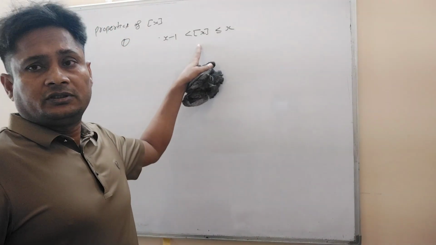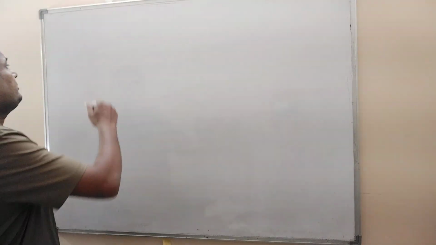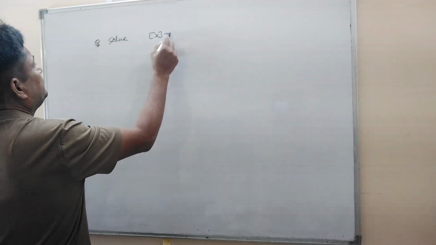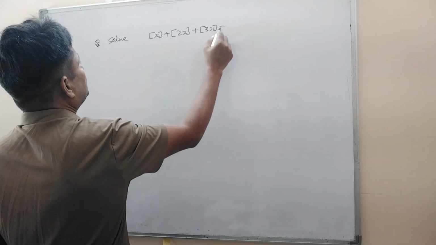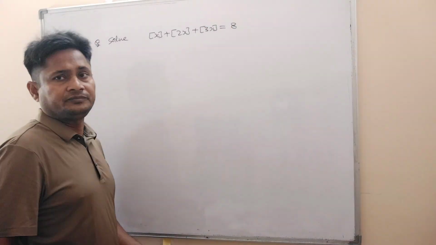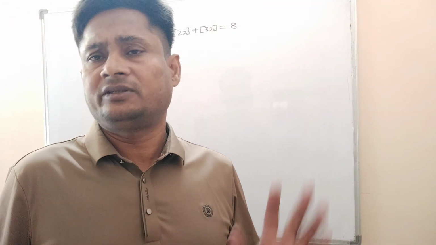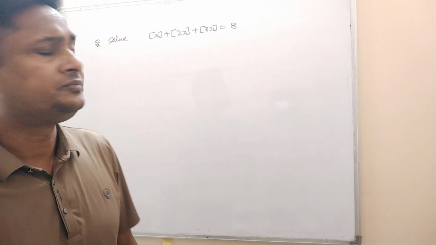So let's discuss a question on this property. What is the question? Solve greatest integer of x plus greatest integer of 2x plus greatest integer of 3x is equal to 8. How will you solve this question? There may be many methods. I will tell you two methods which in general you can apply for any question of this type.